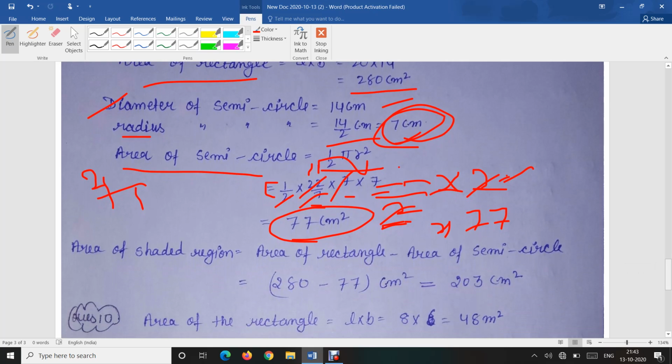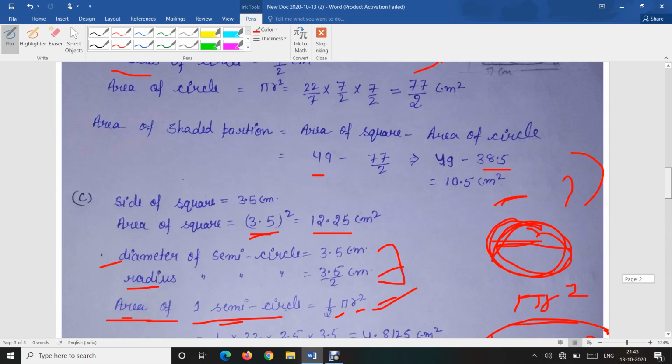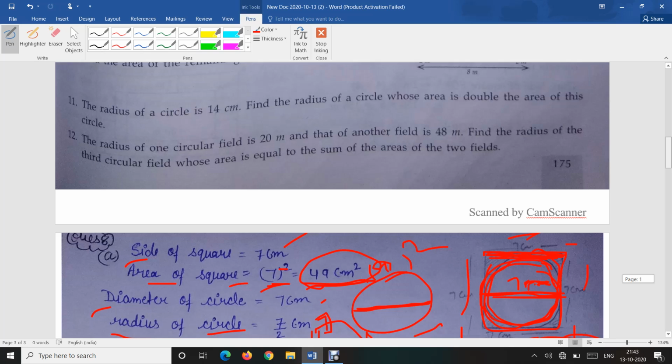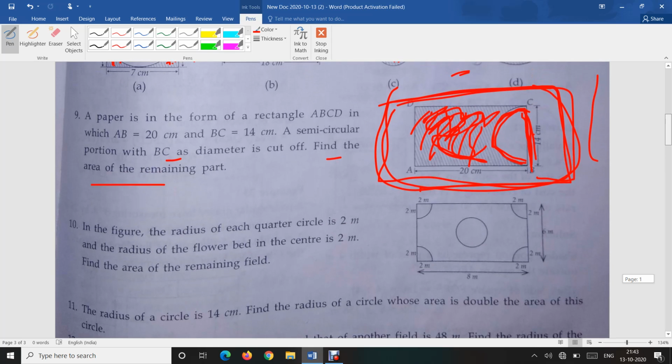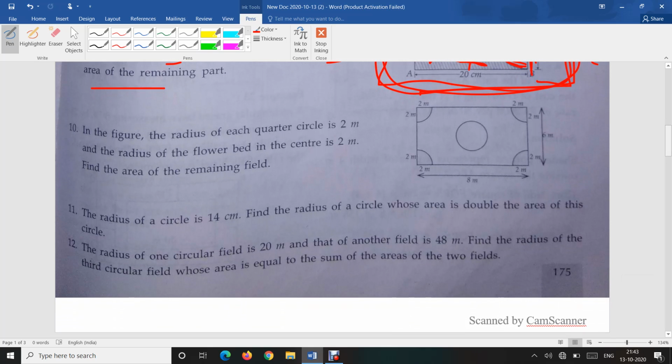Now you have to find out the area of the shaded region. You can find it by subtracting the area of the semicircle from the area of the rectangle. So area of rectangle minus area of semicircle is 280 minus 77, which is equal to 203 centimeter square. Hope you understand. There is nothing new. It's also the same which I have told you at the above side. You just need to find out the area of the given two figures, and you just need to subtract the area of the smaller region from the area of the larger region, and in this way you can find out the area of the remaining region.